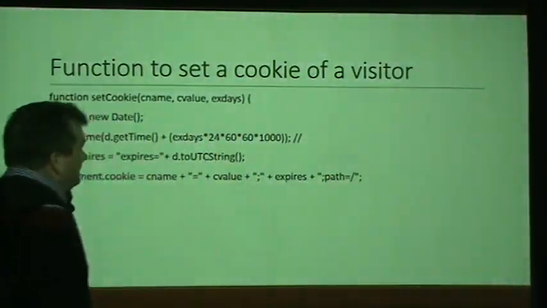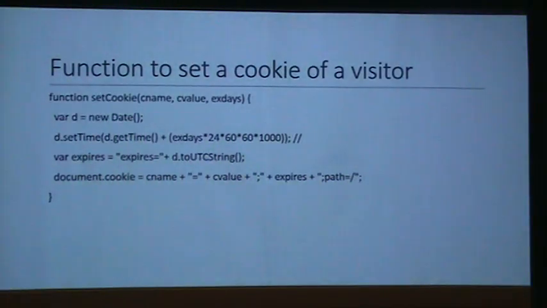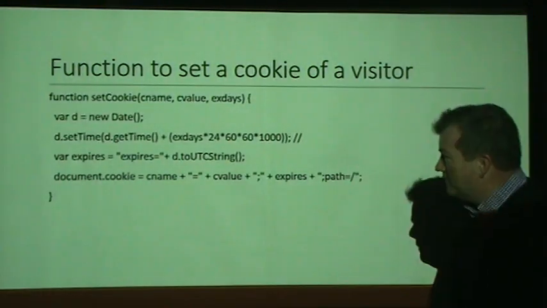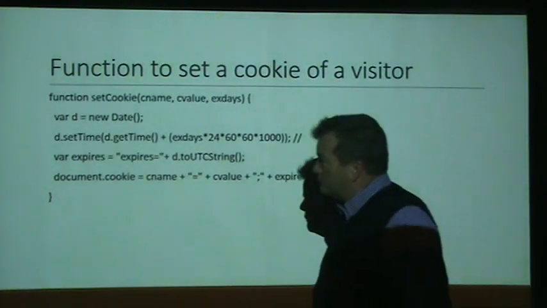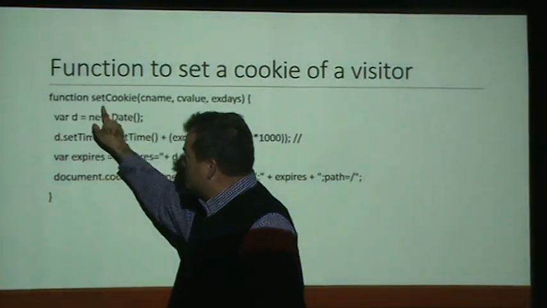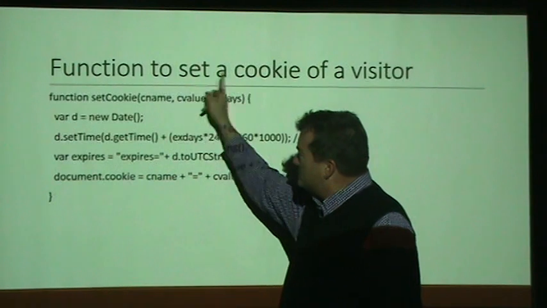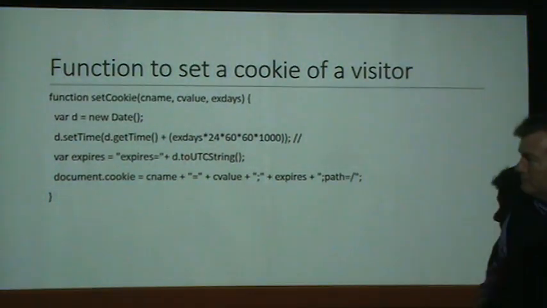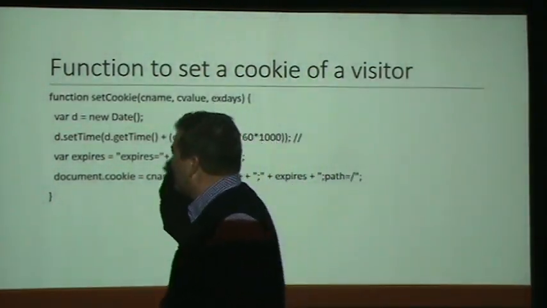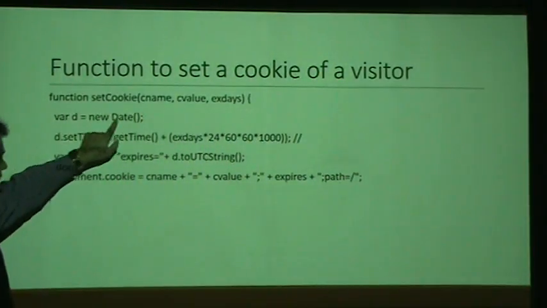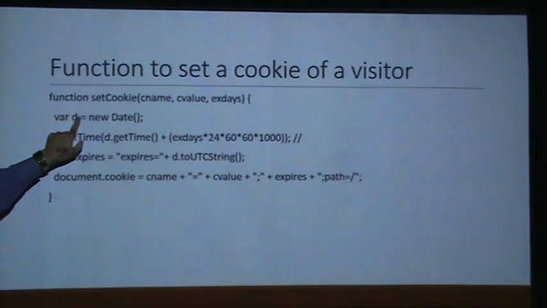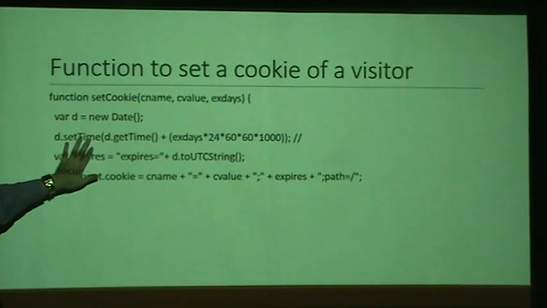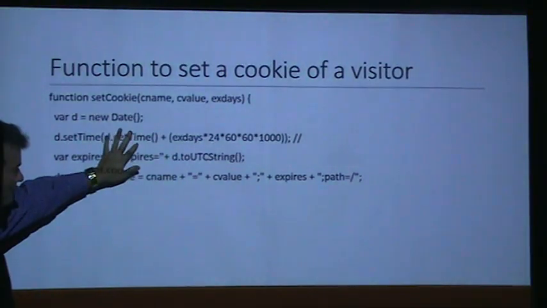Okay. So suppose we wanted to have a function that sets the value of a cookie for a visitor. A visitor comes to your website and we want to set the value of their cookie. So we would write function setCookie. We pass in a name, a value, and a possible expiration. Okay, so we've done this before. We have a variable of type date. We make a variable d. It's a date object. We set the time of the variable to be whatever the current time is.